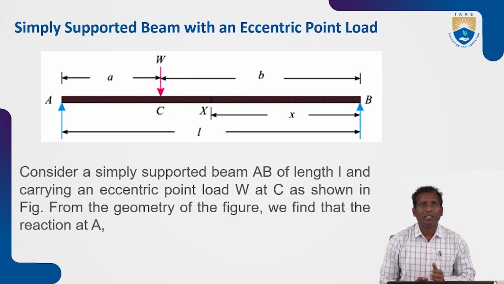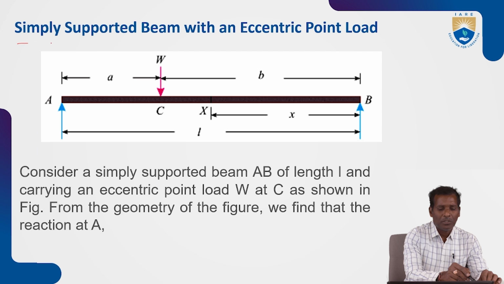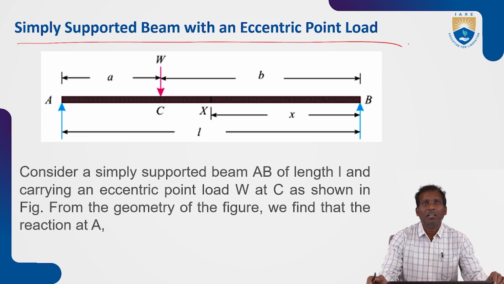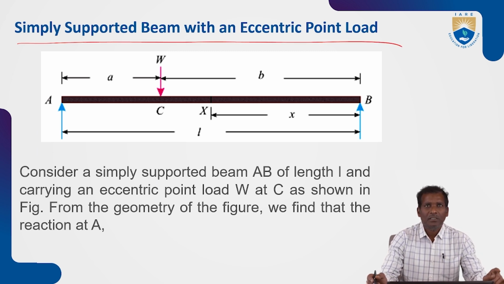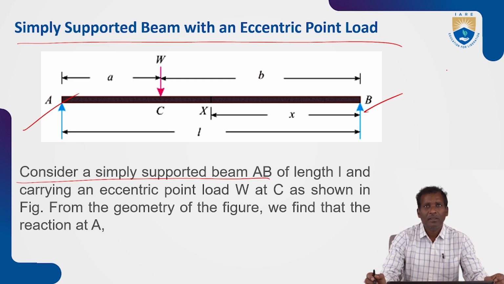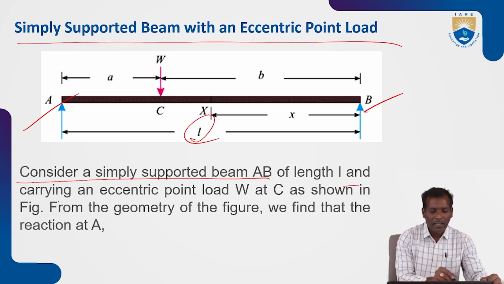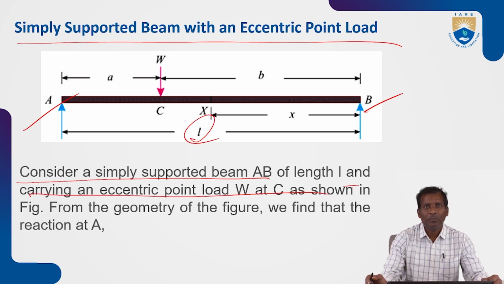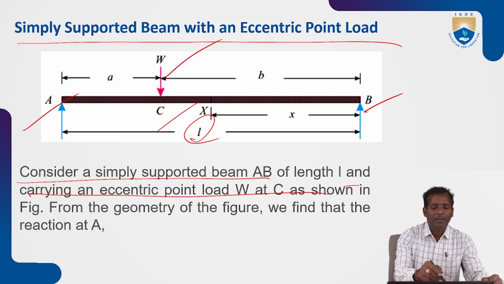But in today's session, we will see the simply supported beam with an eccentric point load, not exactly at its midspan. There is an eccentric distance from its supports. Consider a simply supported beam AB, with both ends supported, of length L and carrying an eccentric point load W at C.